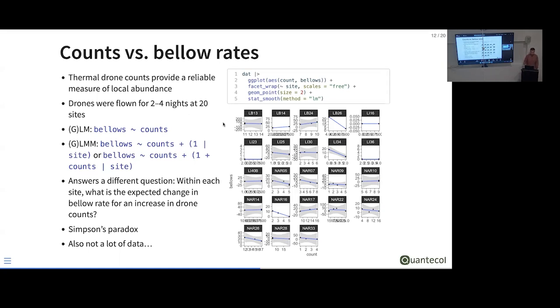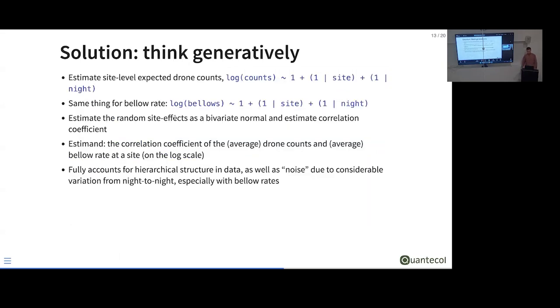And as you can see here, we only had 2 to 4 replications within a site. So we're essentially trying to fit these different slopes for very few data points, which doesn't really capture what we want to do. In this example, in hindsight, it was pretty obvious to me, but it's funny how long it can take. A better way to approach this is to consider the counts and the bellow rate as a multivariate realization at the same site. One way to do that is to, for instance, just model the counts with random site effects and a random survey effect.